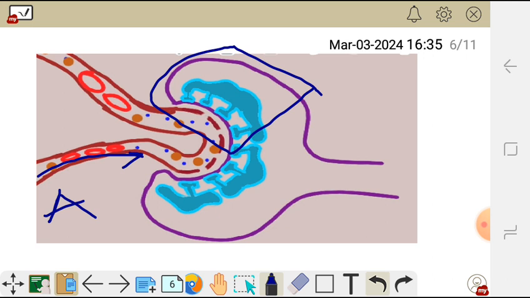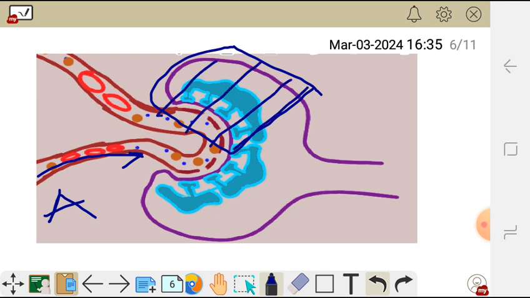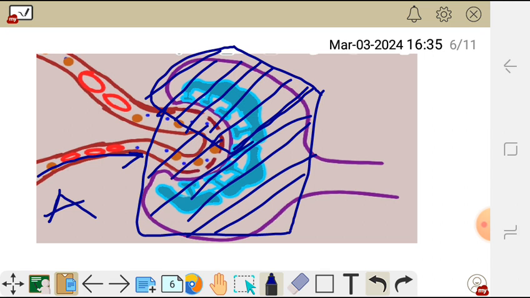Okay, so the morphology of FSGS. Primary FSGS initially affects only the juxtamedullary glomeruli, but eventually all levels of the cortex are affected. Remember, we said only a segment is affected, but after some time all the glomeruli may be affected, and it can also move on to other glomeruli of the kidney, leading to end stage renal disease.